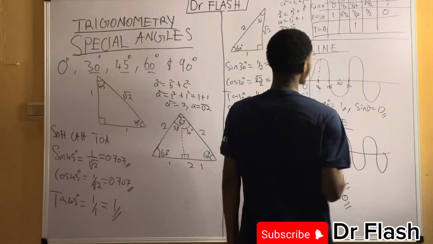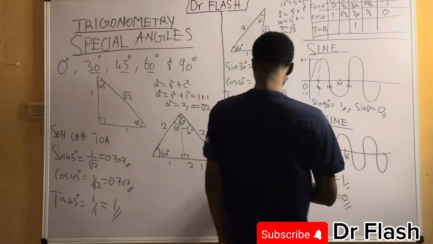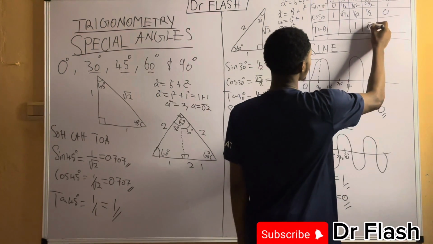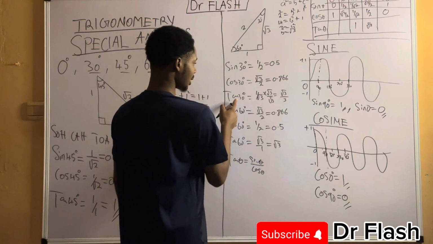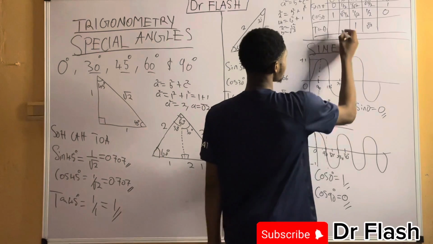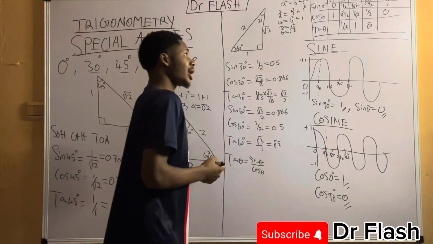And then for tangent, we found that of 45, which gave us 1 as our answer. Okay, that was what we got for tangent. And then, which other one did we do? For tan 60, we got what now? Root 3. And then for tan 30, we got root 3 over 3 or 1 over root 3. I'm going to write it as 1 over root 3. Okay, and then we're now left with 0 and 90.